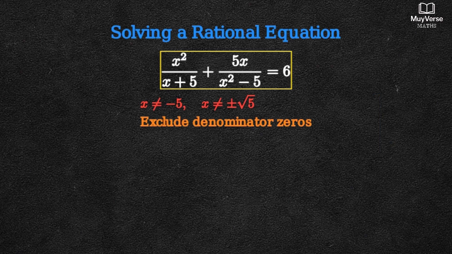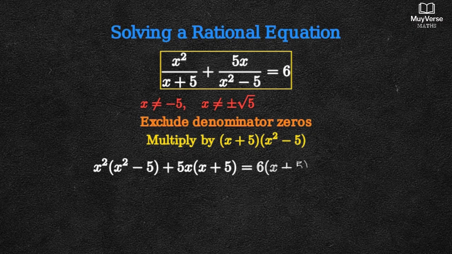To remove the fractions, we multiply every term by the common denominator, x plus 5 times x squared minus 5. This clears the denominators in one step. After multiplying, we get x squared times (x squared minus 5) plus 5x times (x plus 5) equals 6 times (x plus 5) times (x squared minus 5).